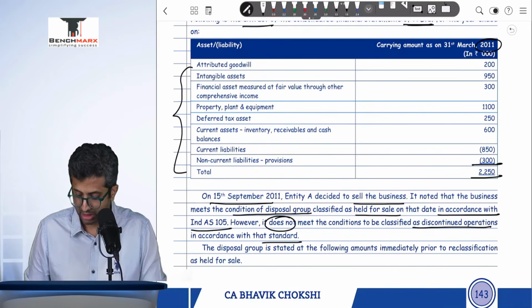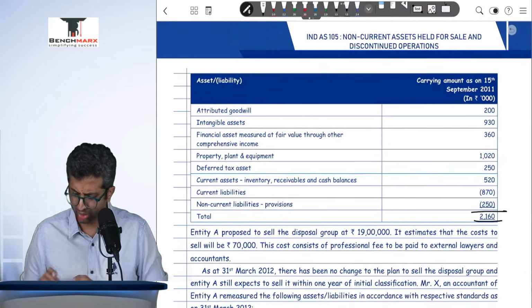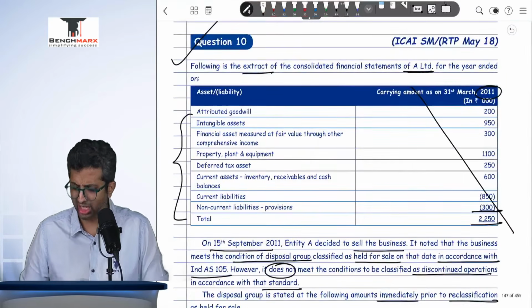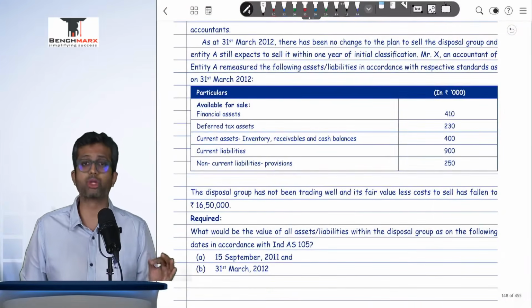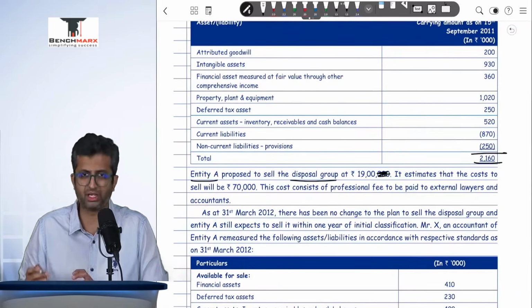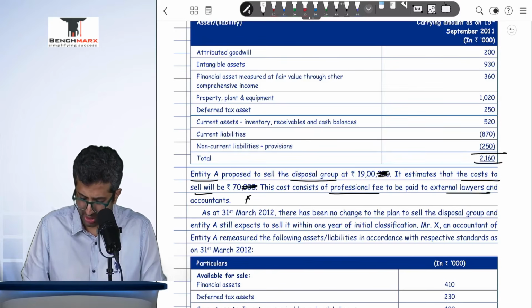The disposal group is stated at the following amounts immediately prior to the reclassification. So you have this entire balance coming to 2160, everything is in 1000. This is on 15 September. Remember, the balance on 31st March is irrelevant because the classification as held for sale is coming on 15 September. Okay. NTDA proposes to sell the disposal group for 1900,000 if I take everything in thousands, and it estimates the cost to sell will be 70 in 1000. The cost consists of professional fee to be paid to the lawyers and accountants, which means can I say the fair value minus cost to sell will be 1900 minus 70. Can I say this is 1830?